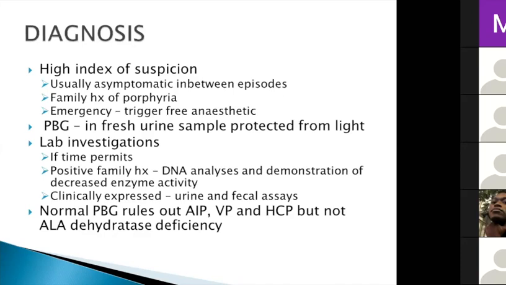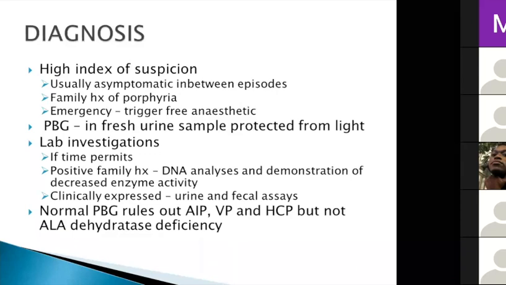Porphobilinogen levels can be collected. So we need to take a fresh urine for porphobilinogen levels. But that sample needs to be protected from light because light is said to oxidize porphobilinogen, which may lead to false negative results. So if time permits, we can do lab investigations. If there's family history, we can do DNA analysis and demonstration of decreased enzyme activity. We can also do urine and fecal assays. Urine assays are mainly for aminolevulinic acid levels as well as porphobilinogen levels. And then from fecal assays, we can just check levels of porphyrins.